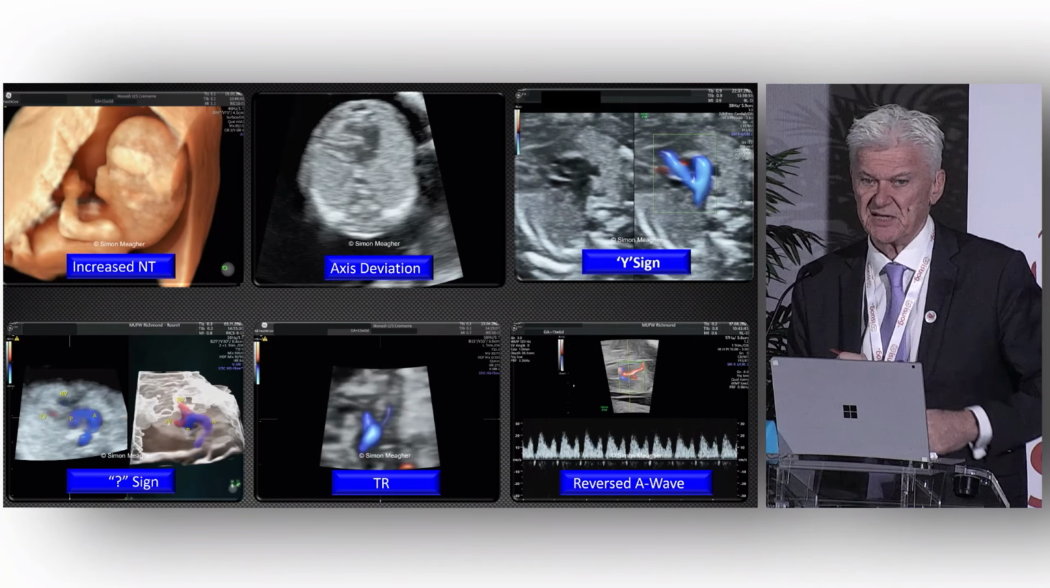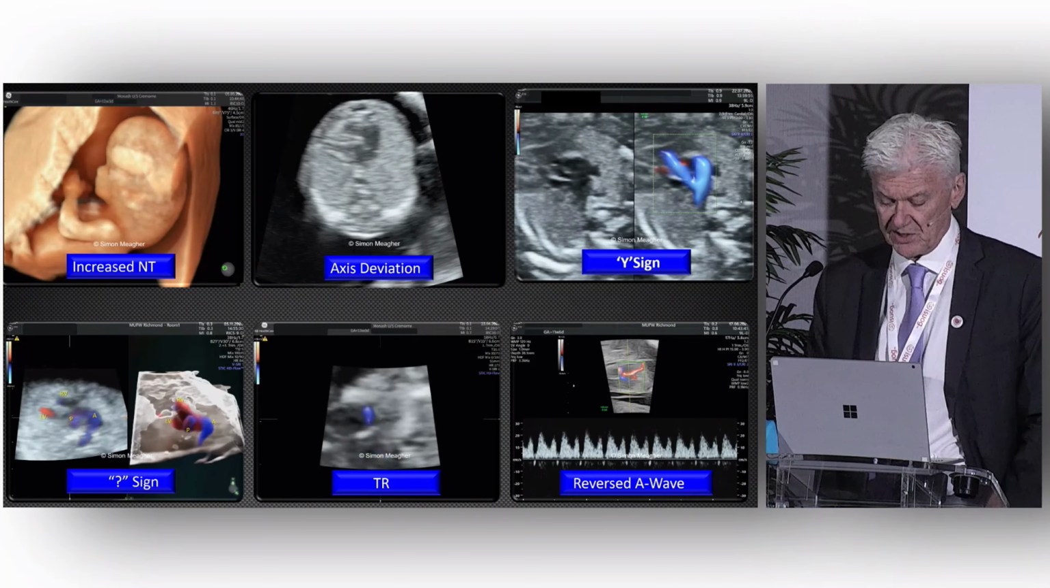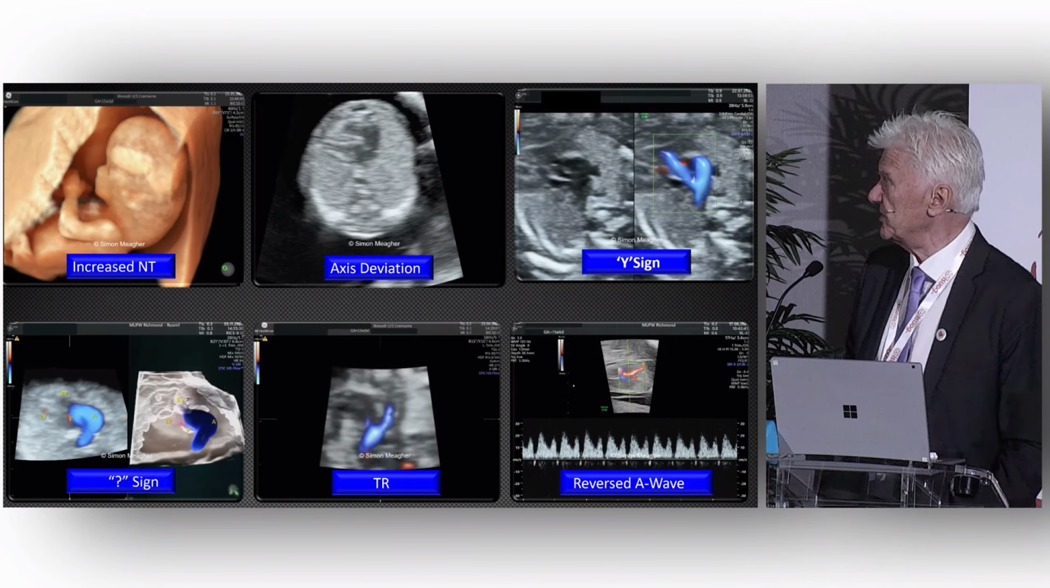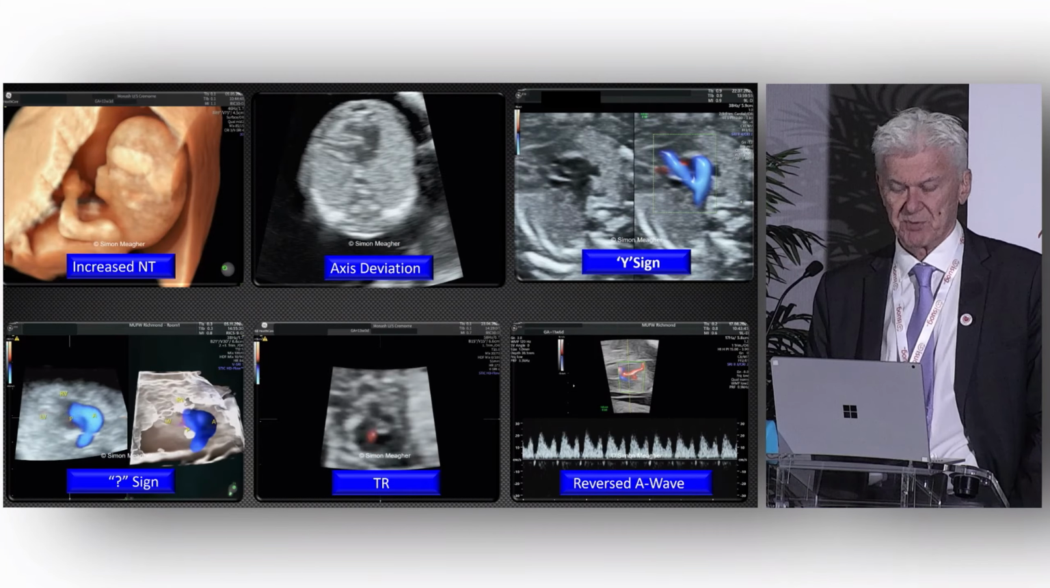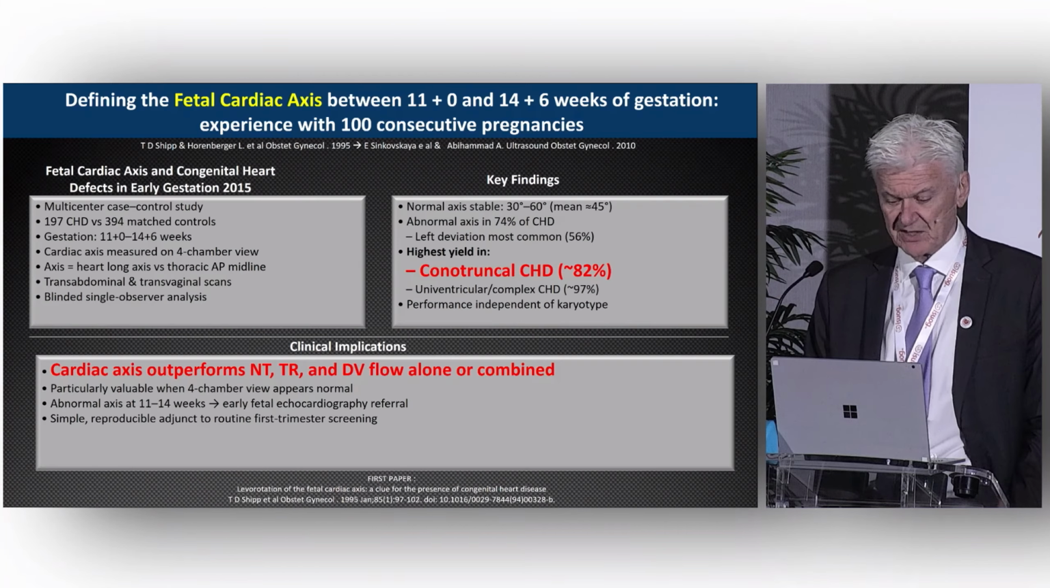Not in the era of NIPT. It's too time-consuming, it's too challenging. Yes, tricuspid and all the others. All of these are markers that bring you to a diagnosis of Tetralogy of Fallot.